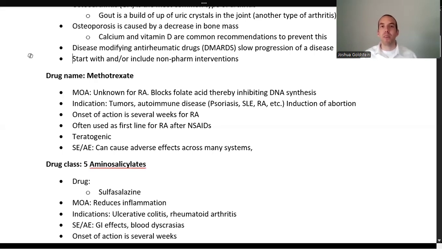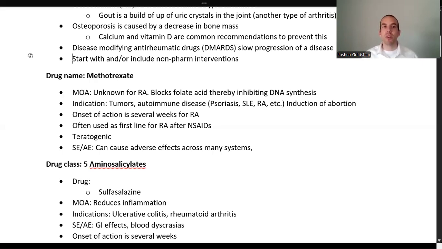DMARDs, or disease-modifying anti-rheumatic drugs, are a major drug class, and they work to slow the progression of the disease. They do not cure any condition, but they slow the progression of disease, and almost always they also manage the symptoms as well. Whenever we're talking about anything in this video, and in almost everything in pharmacology for that matter, we're always going to start with non-pharmacological interventions.